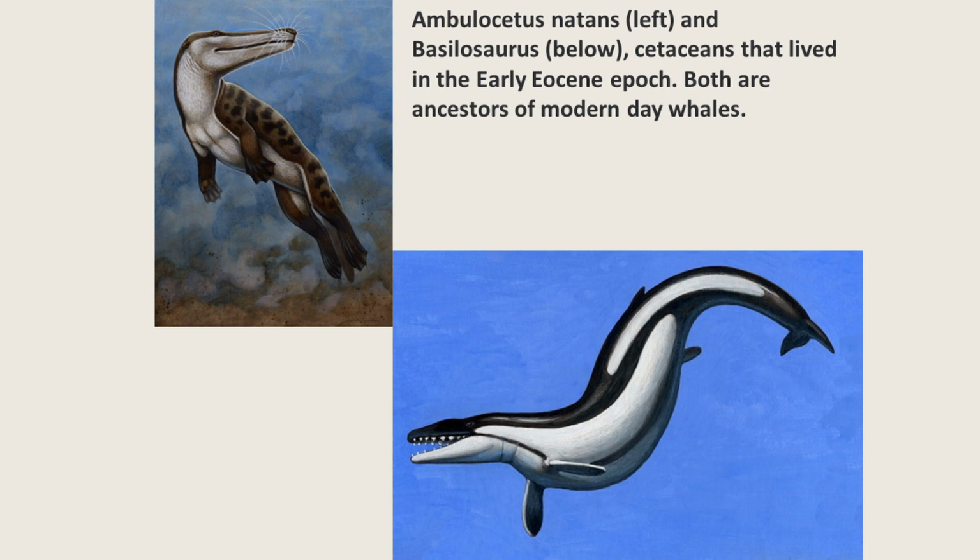This is a couple of pre-whale species. I'm not going to try to pronounce their names because it's just too hard. But they lived in the ocean in the early Eocene epoch, and they were both ancestors of modern whales.